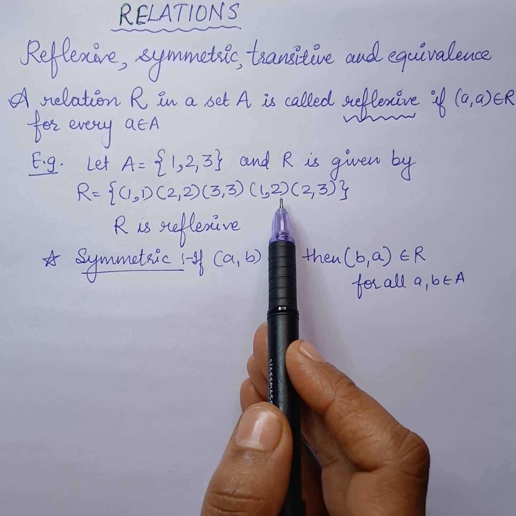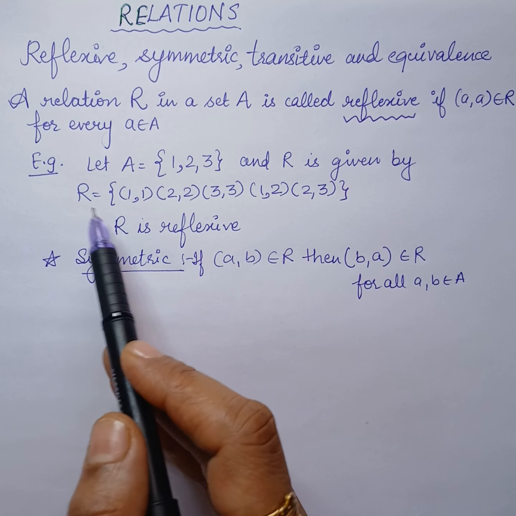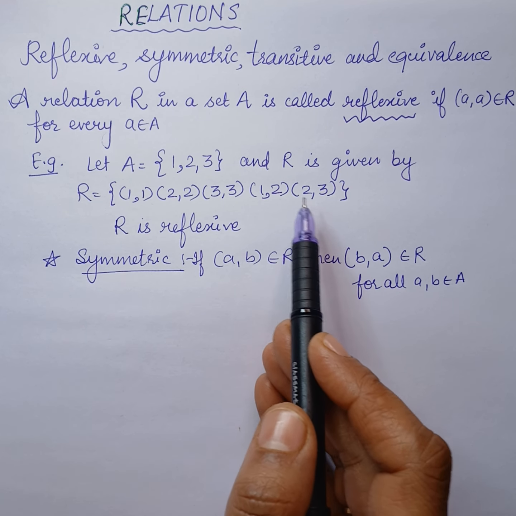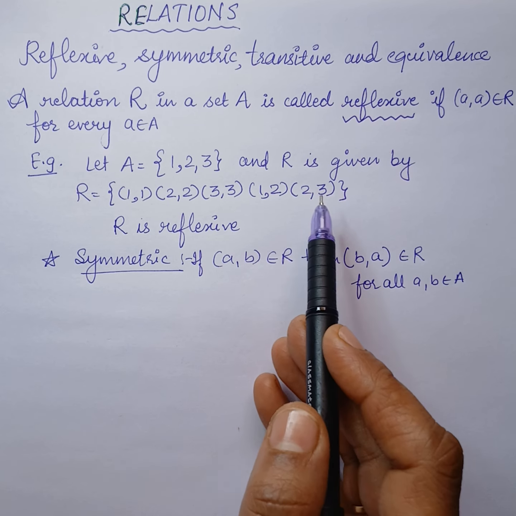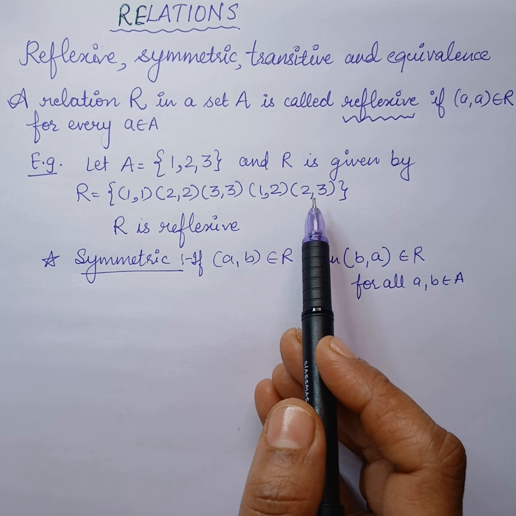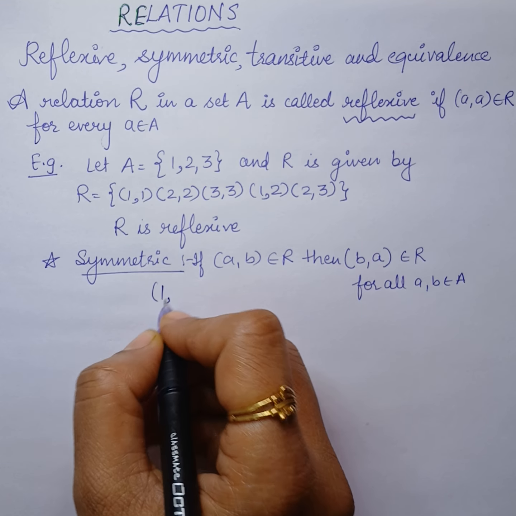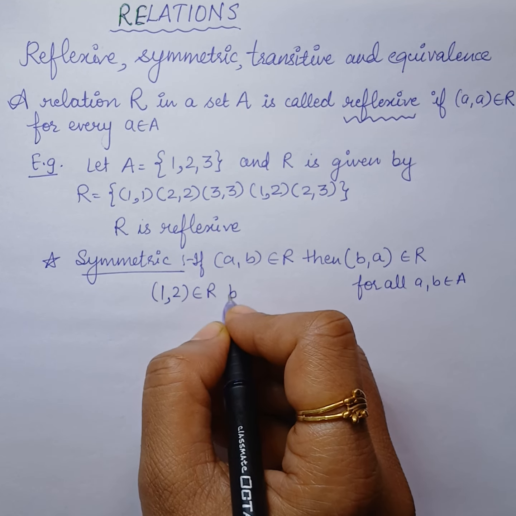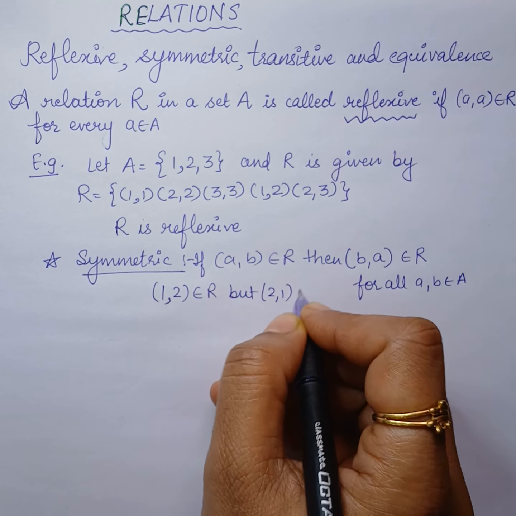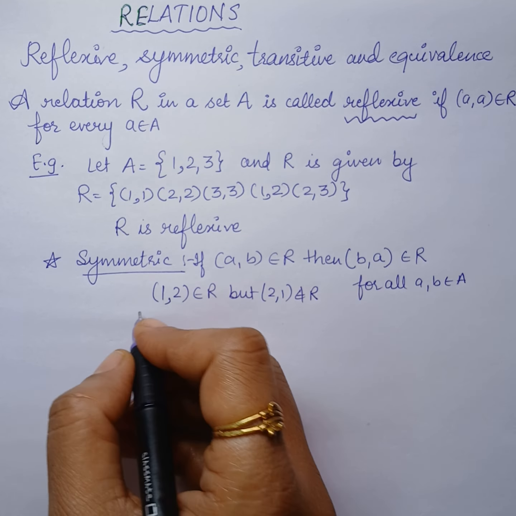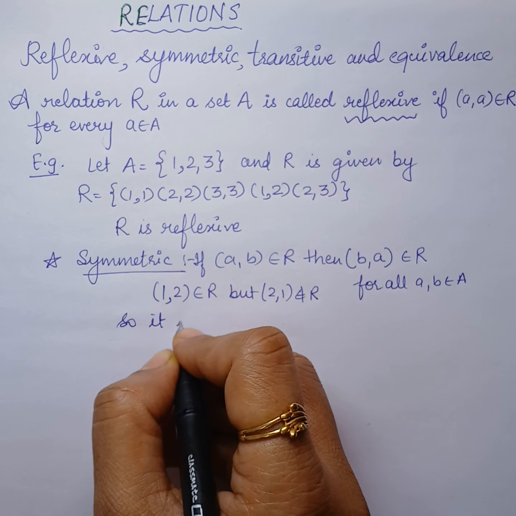But here (1, 2) belongs to R, but (2, 1) doesn't belong to R. Similarly, one more element is there, (2, 3) belongs to R, but (3, 2) does not belong to R. So this relation is not symmetric. So we will write it like this: (1, 2) belongs to R, but (2, 1) doesn't belong to R. So it is not symmetric.